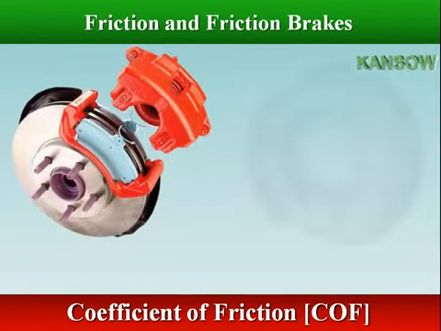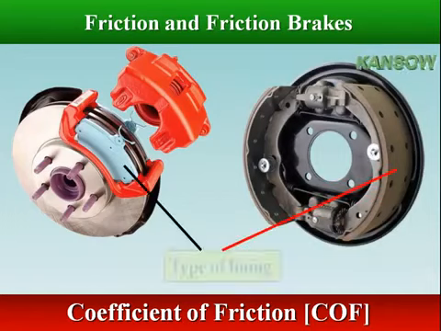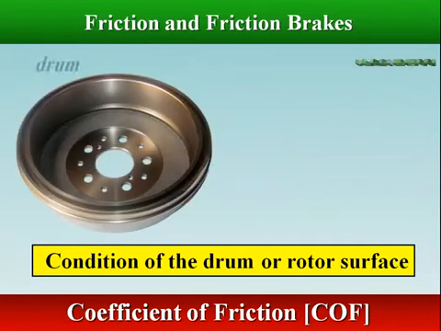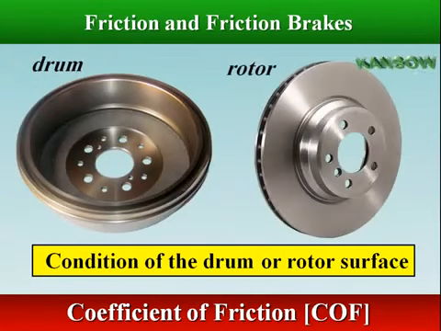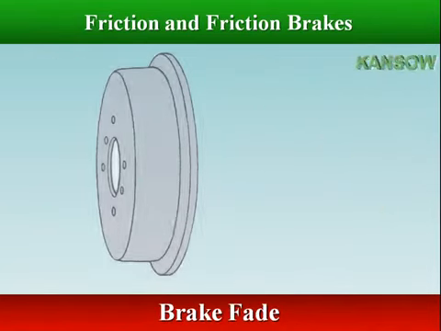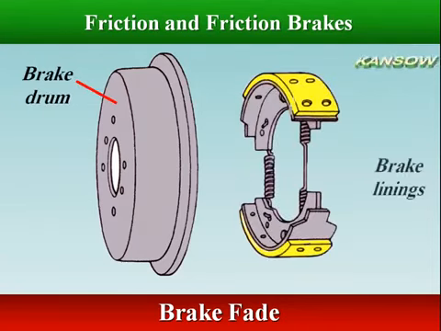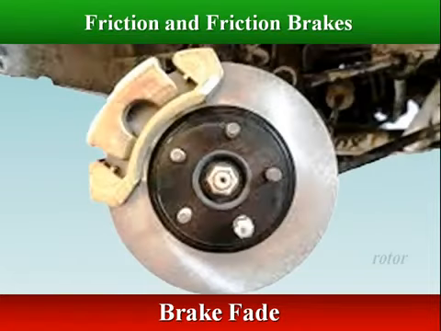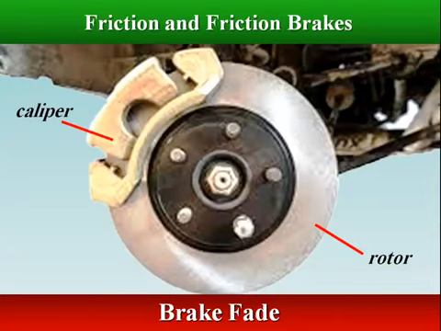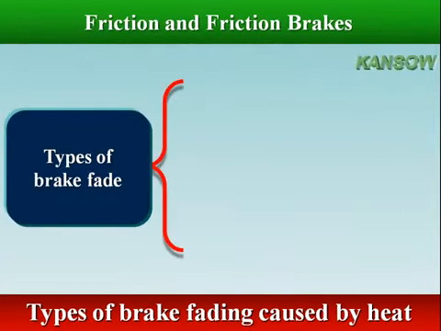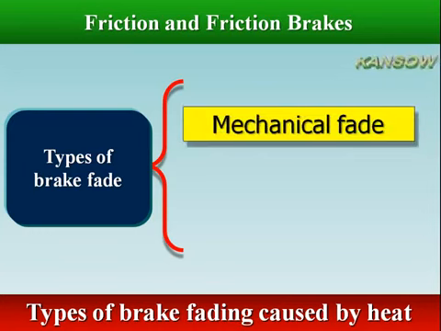In a brake system, the coefficient of friction varies on the type of lining used, and the condition of the drum or rotor surface. Brake drums and rotors are forced to absorb a significant amount of heat during braking. Brake fade describes a condition where heat is generated at a faster rate than they are capable of dissipating heat into the surrounding air. There are primarily two types of brake fading caused by heat: mechanical fade and lining fade.